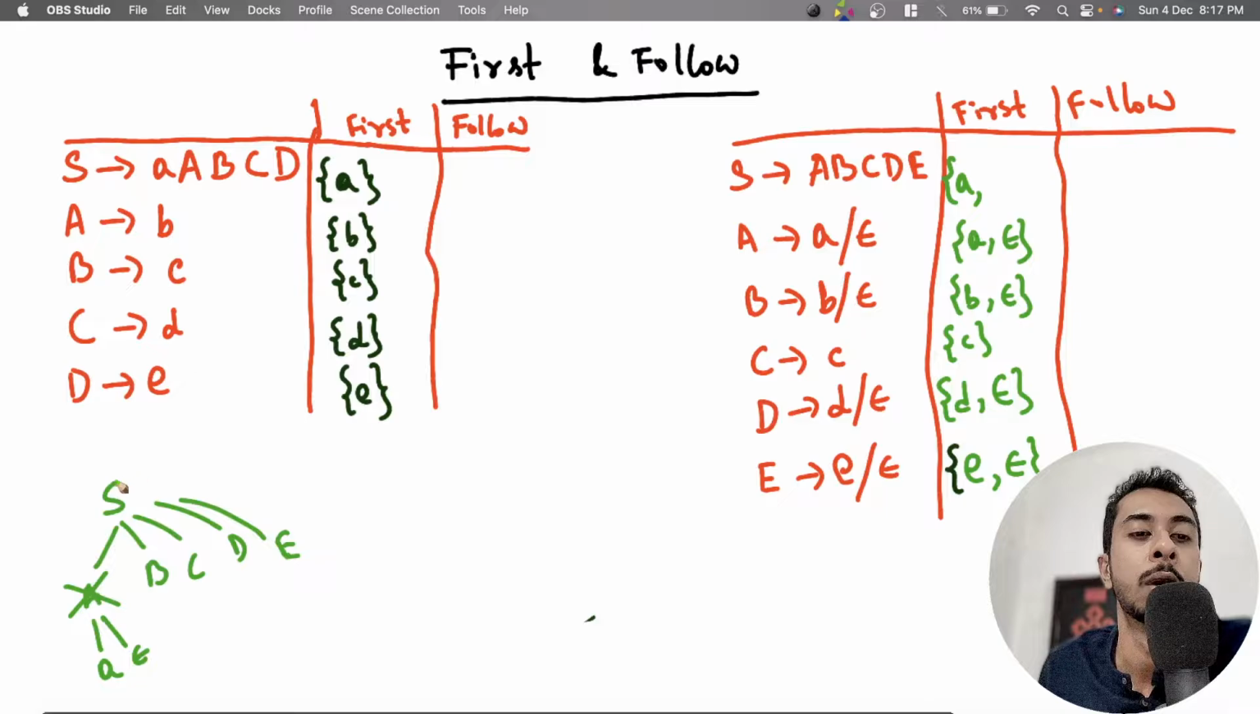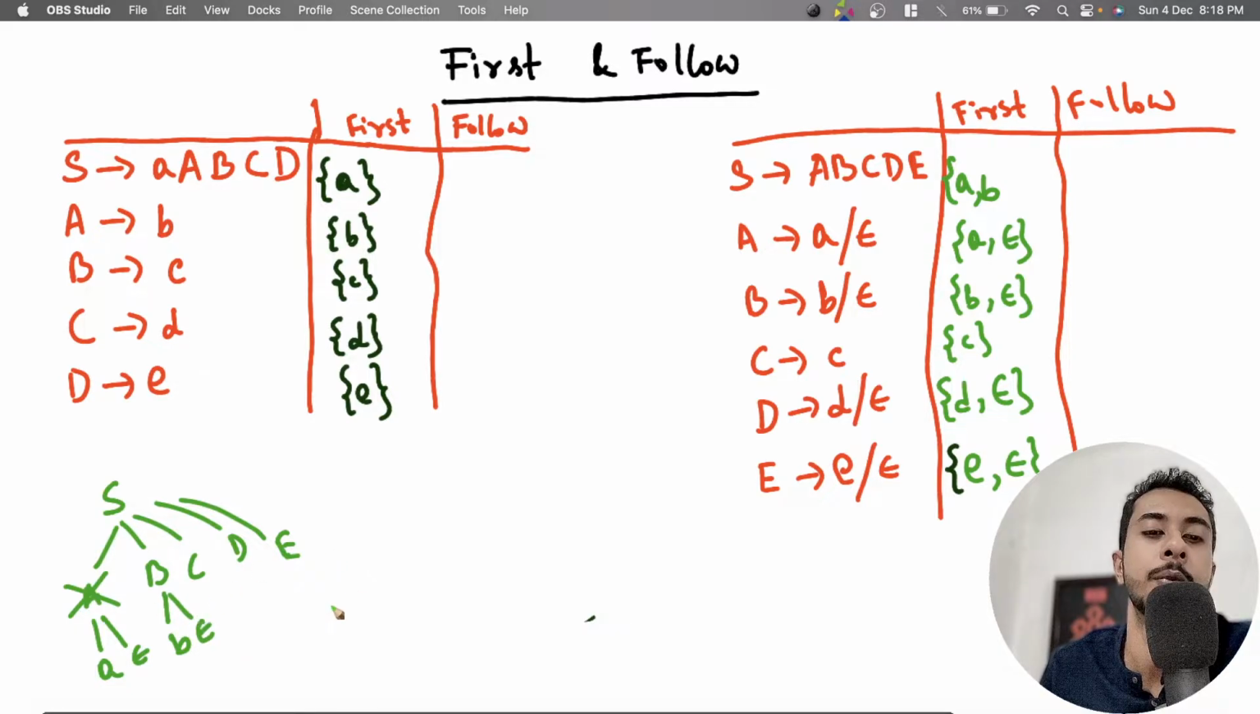If it gets nullified, what is the first of the left out string? It is the first of B now. So what is the first of B? First of B can be b, so I'll write b here. Also, B can be replaced by epsilon. If B is producing epsilon directly, then this will be made null. Now what will be the first of the right hand side? That is CDE, so I have to find the first of CDE. The first of CDE is c. So I'll write c here.